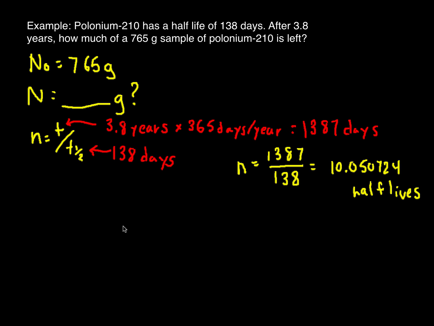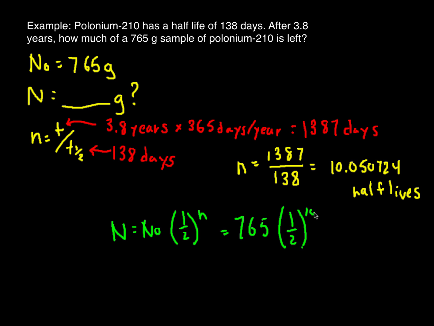Next, we use our formula to calculate the amount remaining. N equals N naught times 1/2 to the small n. This is 765 times 1/2 to the power of 10.050724. This gives us an amount left over equal to 0.72 grams.